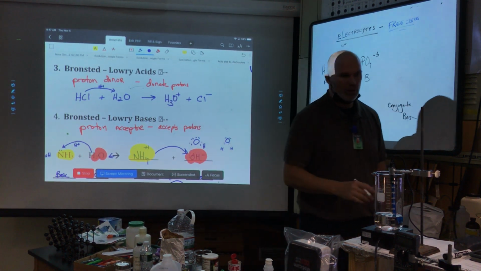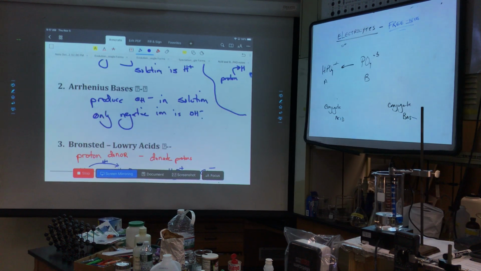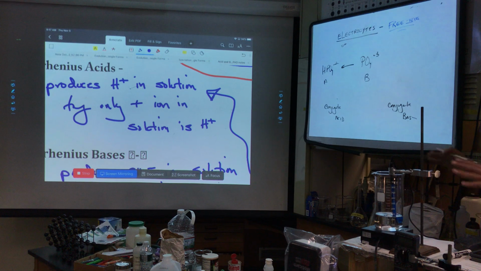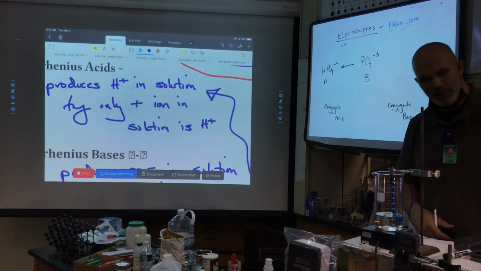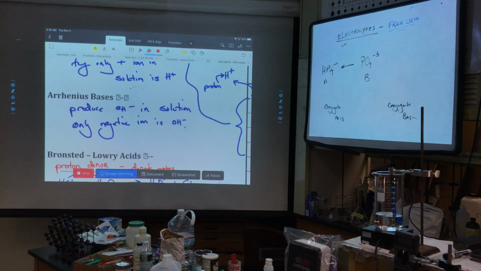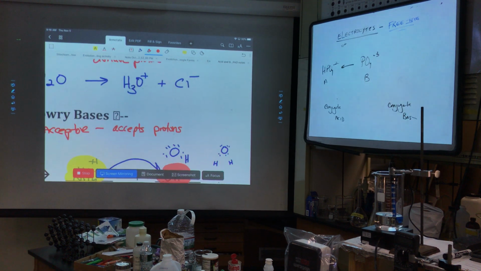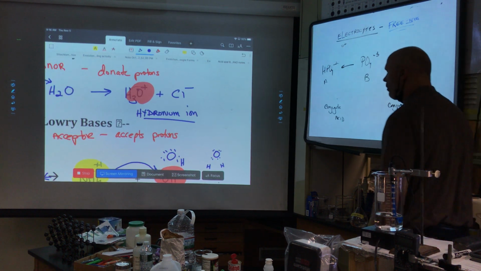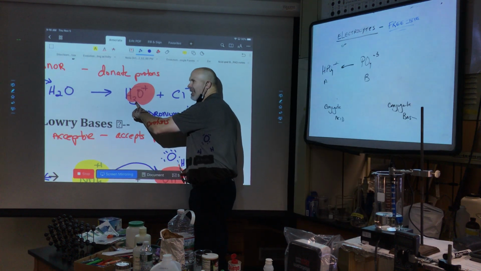And something new: we have some players in acid and base. I don't know if you recognize a player, you stay away from a player. If I had a daughter, I'd say stay away from the players. But we have the proton. That guy's a player. Stay away from the proton. We have the hydroxide, another player. But we have another player here. This, my friends, is called a hydronium ion. And in the Bronsted-Lowry definition, from this point forward, this is synonymous with H+.